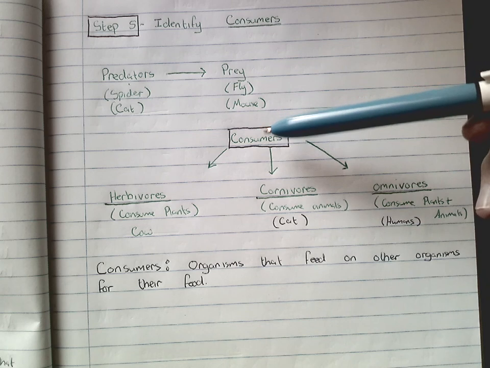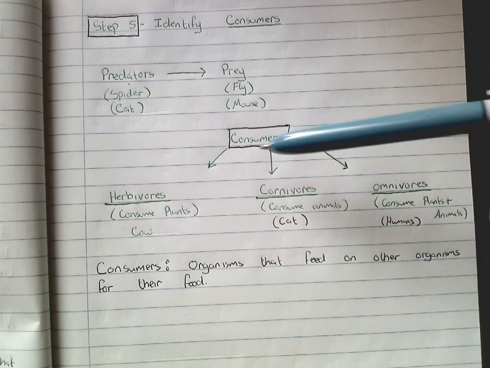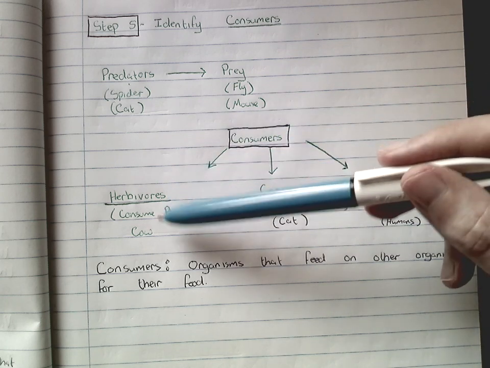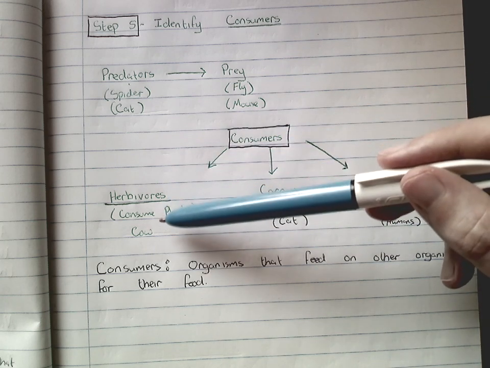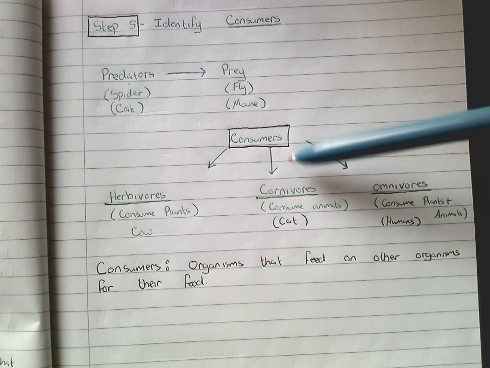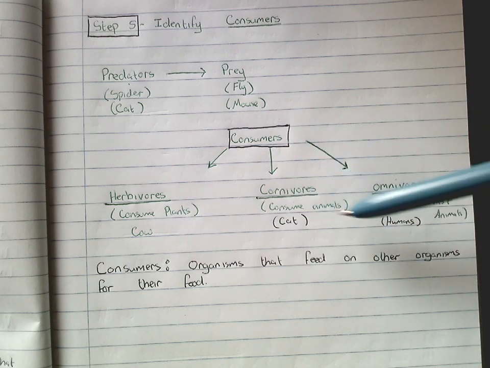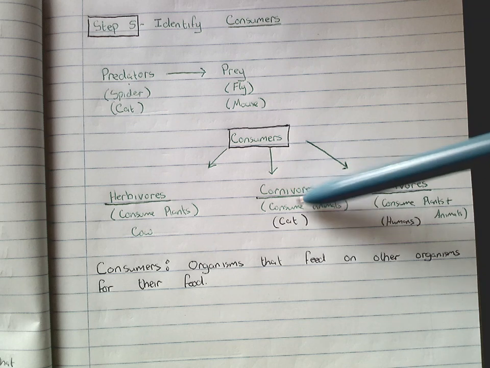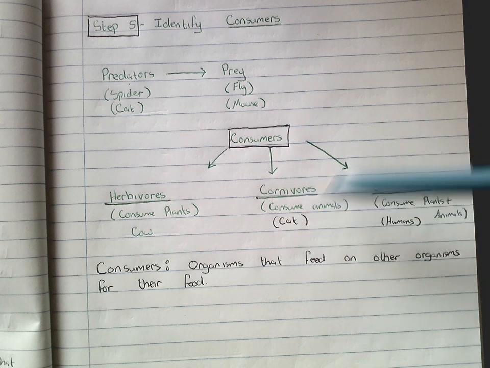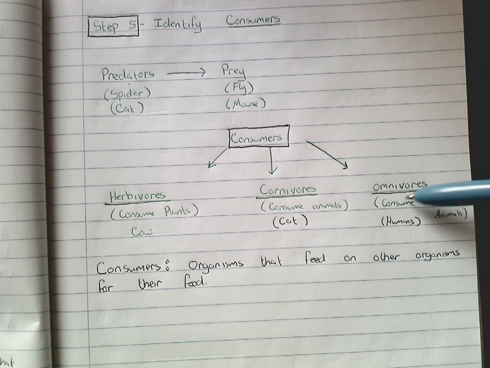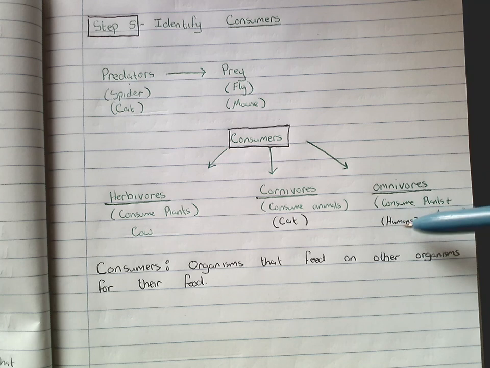Those consumers can be broken down depending on what they eat. So if they just eat plants, they're what are known as herbivores. So for example, cows. If they consume other animals, they're what are known as carnivores. So for example, a cat would be an example of a carnivore. And if they consume plants and animals, they would be considered omnivores. And humans, for example, would be omnivores.